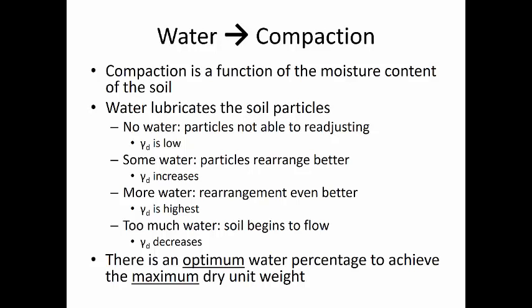And then you get to a point where it becomes a little too much water, and the soil begins to potentially flow, and that creates a problem, and the dry unit weight starts to decrease, because you're starting to allow the particles to flow or move around more like water, less like a more solid structure. It's important to understand that there is an optimum amount of water content to achieve the maximum amount of dry unit weight for a specific soil. And that's really the crux and key of what this whole experiment and this process of relative compaction is all about.